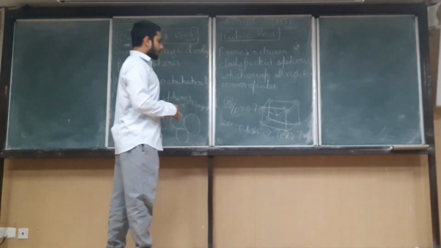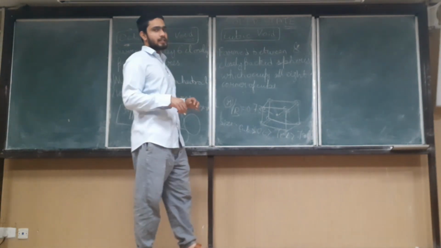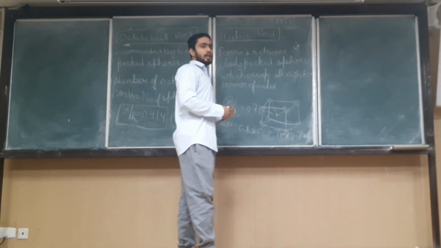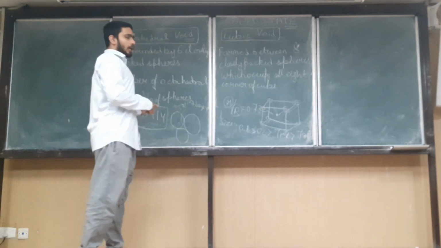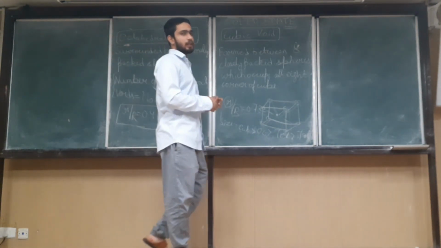So when we compare size, the cubic void has the largest size and the trigonal void has the lowest size in comparison to all the types of voids which are involved in the different types of packing.